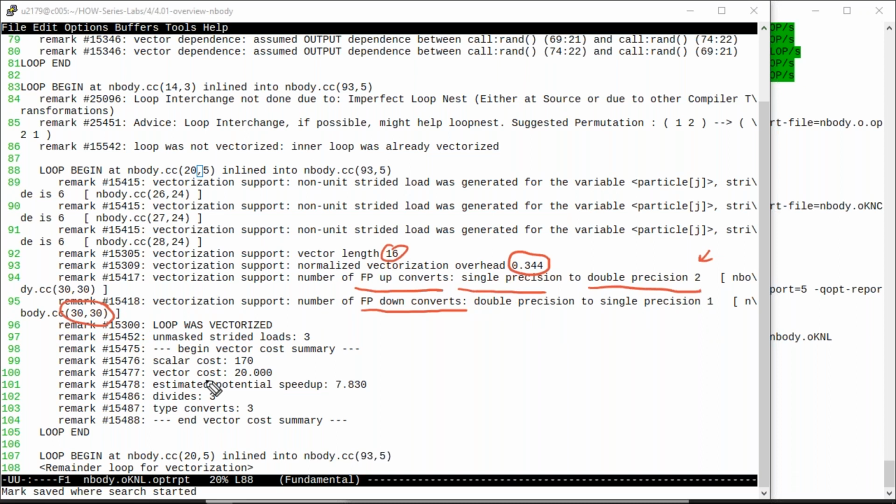Extremely suspicious. And then if I keep going, I also have hints about strided loads, which actually is a mirror of that message. Estimated potential speedup is small, which is actually a mirror of this large overhead. It is small compared to 16, which is the vector width. There's divides, which is also a red flag. This is a heavy operation. And type converts. Well, the type converts really seem like they don't belong here. And they occur in line 30. So we are going to look at what we can do.